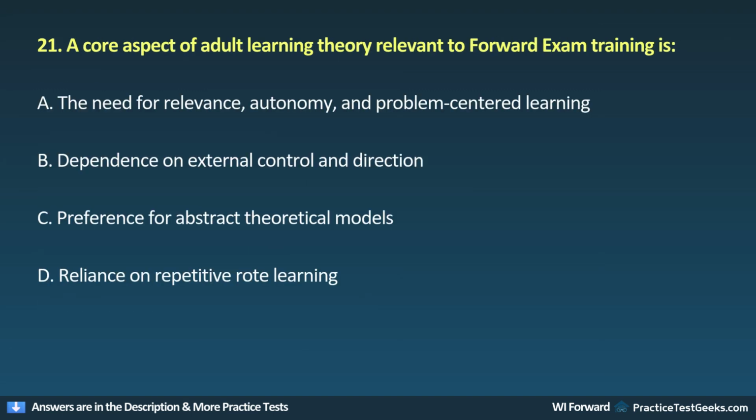21. A core aspect of adult learning theory relevant to Forward Exam training is the need for relevance, autonomy, and A. Problem-centered learning. B. Dependence on external control and direction. C. Preference for abstract theoretical models. D. Reliance on repetitive rote learning.